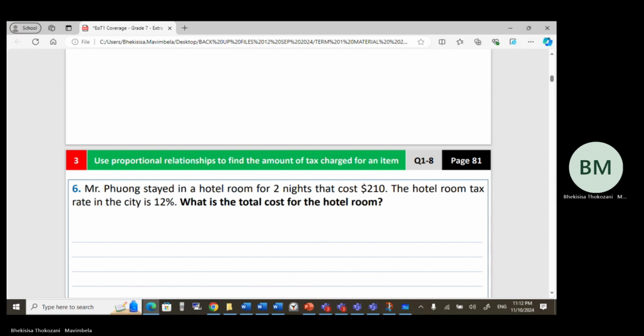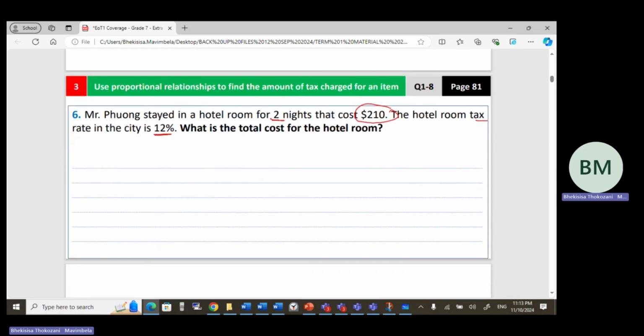Now, if you look at this one here, it's also interesting, because sometimes we tend to get confused with a lot of numbers. So Mr. Pyong stayed in a hotel for 2 nights, right? But the cost was 210 and the tax was 12%. So these 2 nights have nothing to do with your calculations. They're just saying that you stayed there for 2 nights, okay? But they already told us how much was the cost.